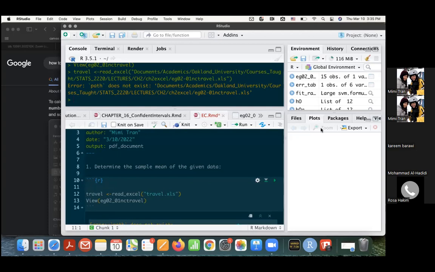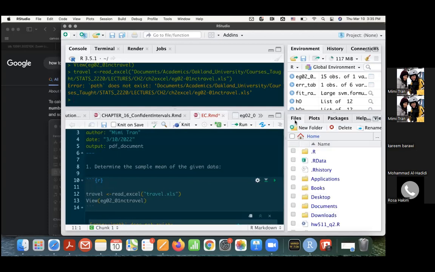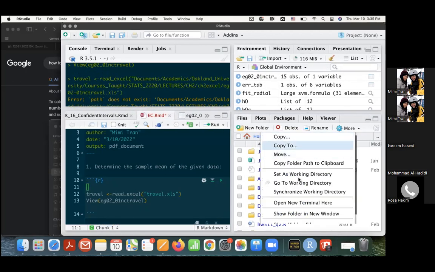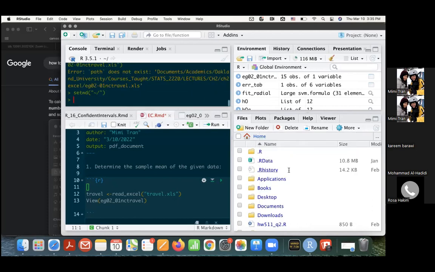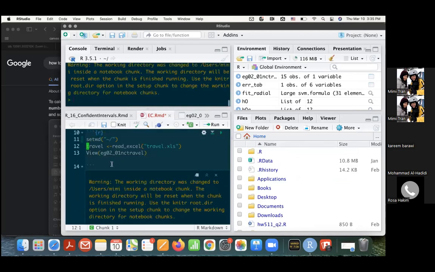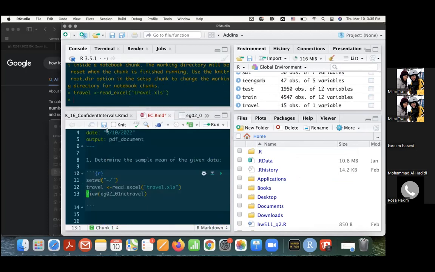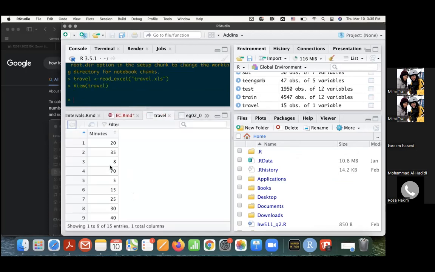One more thing I would do is go to File, More, Set Directory, Set Working Directory, so it's always there. I'm going to copy that and put it down here, so when I run it, it knows where I am. Okay, it worked. All right, so now I'm going to view travel. View travel. Yeah, it worked, right?